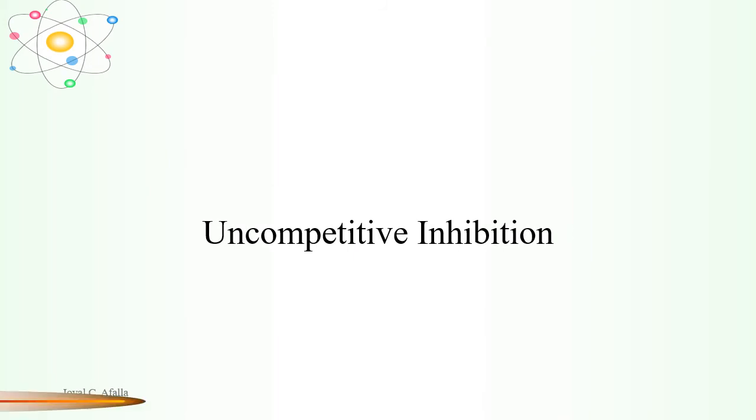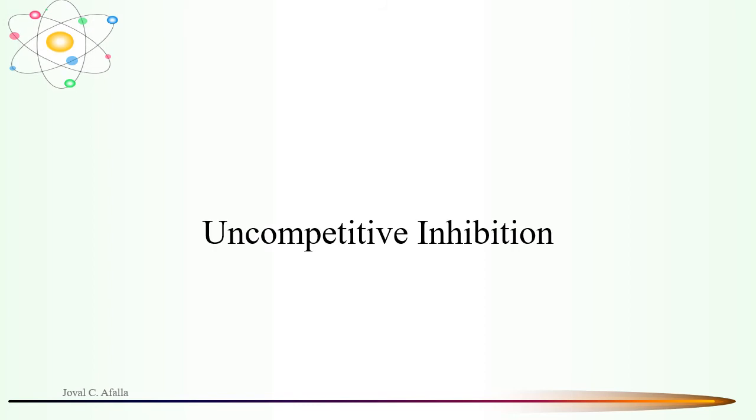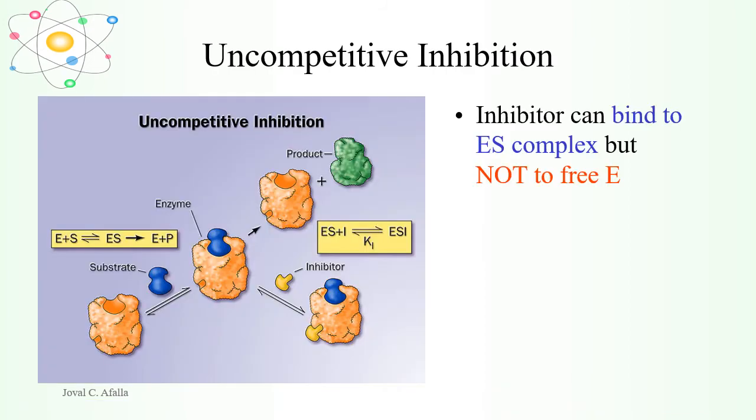Uncompetitive inhibition. For uncompetitive inhibition, the inhibitor can bind to the ES complex but not to the free enzyme. Once again, we have the enzyme and the substrate in equilibrium to form the enzyme-substrate complex, and then you form the product. Again, that's the regular mechanism for enzymatic catalysis. But in the presence of an uncompetitive inhibitor, the inhibitor binds to the enzyme-substrate complex. It does not bind to the free enzyme; it binds to the enzyme-substrate complex.